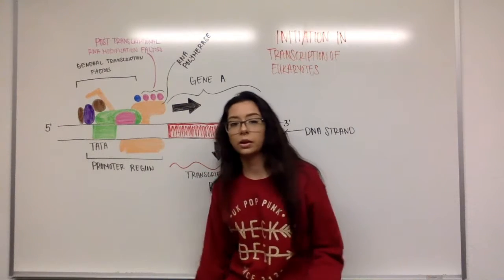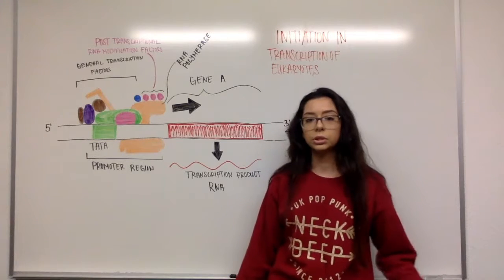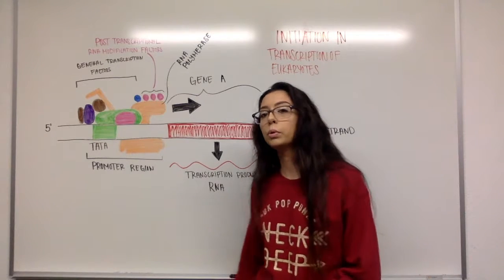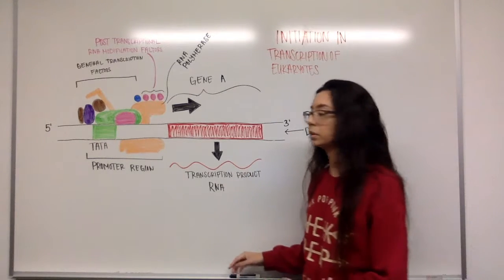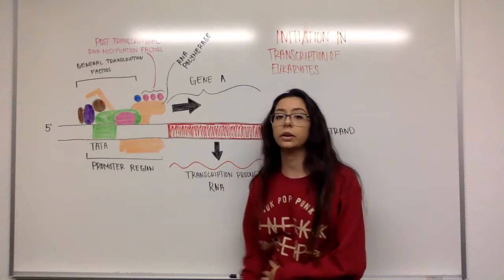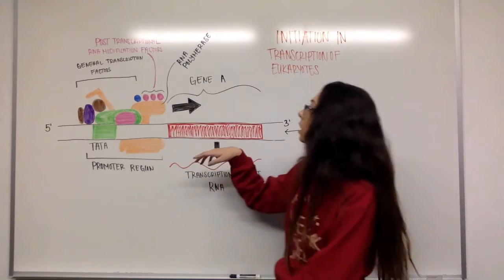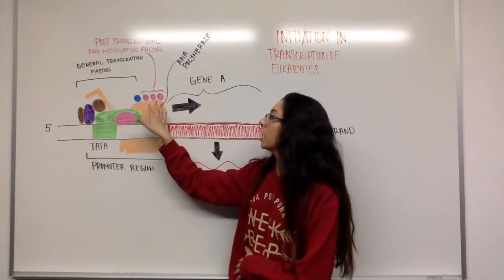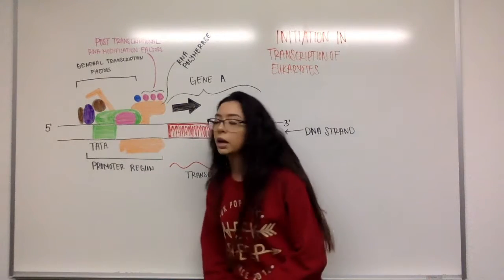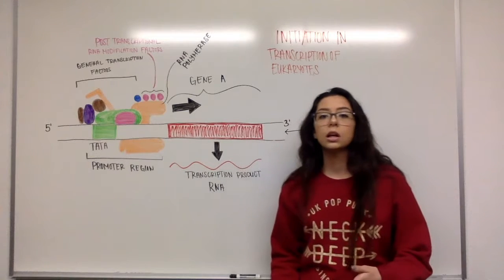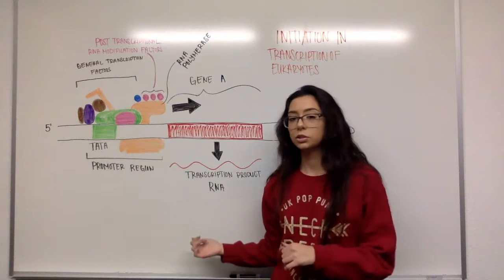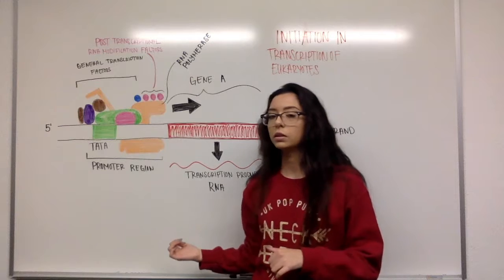The TATA box is categorized with the general transcription factors, which bind to the promoter region to decide which RNA polymerase will be used, as you can see in the diagram right here. On top of the RNA polymerase, these 3 dots right here are the post-transcriptional RNA modification factors. These factors will be described later on in the video.